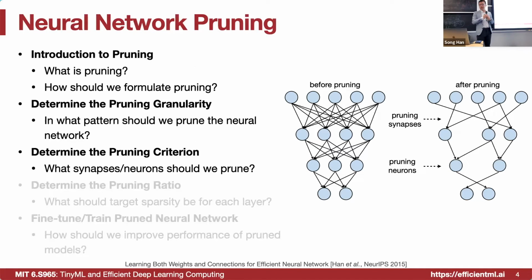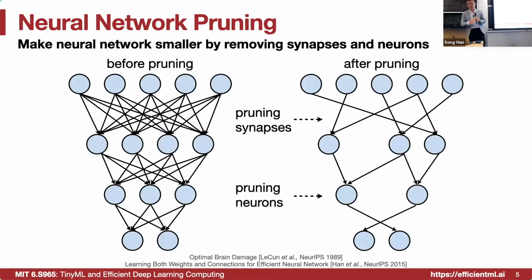Okay. So let's go through what we have learned. Where are we now? We have already covered these 3 points. So what is pruning? Reducing neurons, reducing the weights, and determining the pruning granularity from fine-grained pruning, where we can prune more, to coarse-grained pruning. And now we are here, determining the pruning criterion and ratio, and then also fine-tuning the pruned neural net.